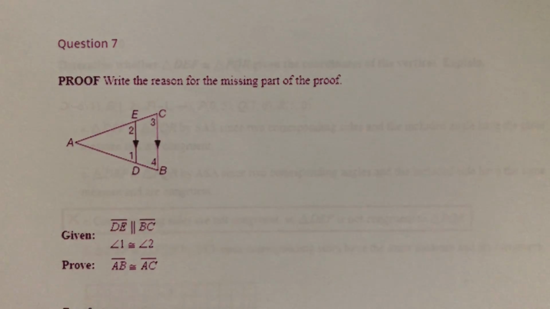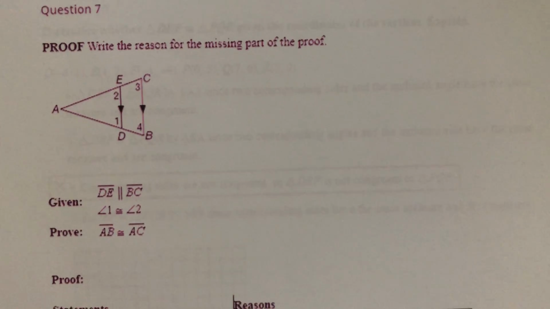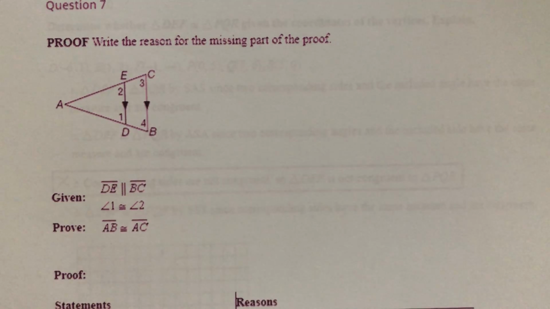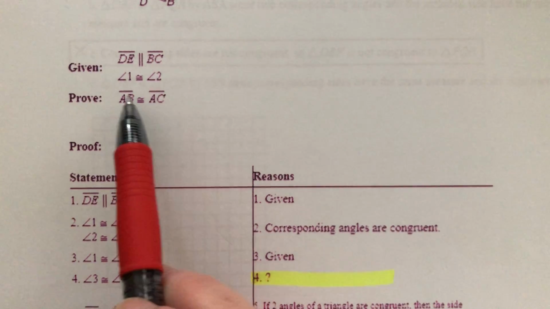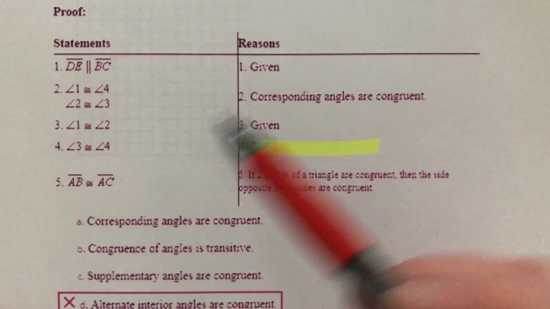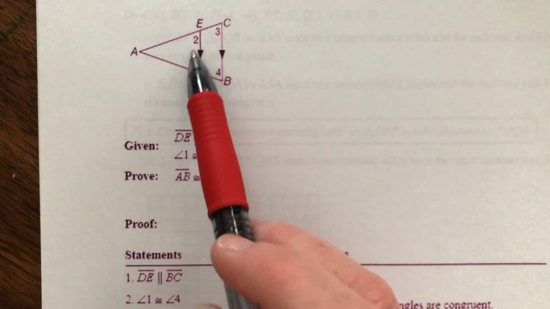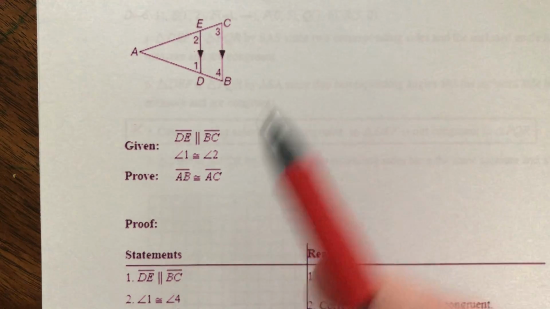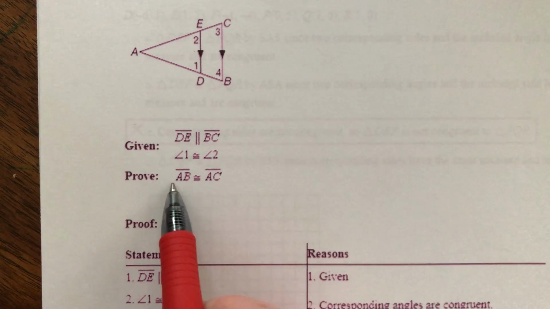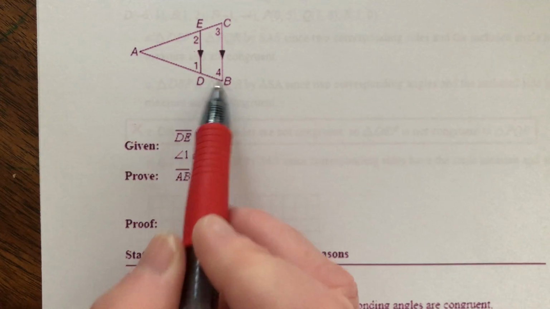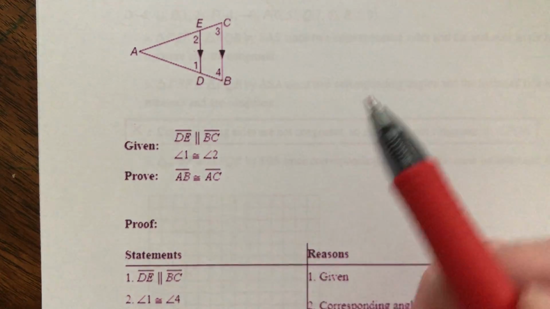Okay, the next one, this is just all one problem on this whole sheet, was question 7 on the proof. It gives us this picture, and it says, write the reason for the missing part of the proof. It gives us the given, what we have to get to with our logical reasoning, and we're missing this reason right here. So we're just going to go through the steps. We know the picture, and whatever it tells us here. So based on those facts, we're trying to prove that AB is congruent to AC. This entire side is congruent to this entire side. That's what our goal is to get to.